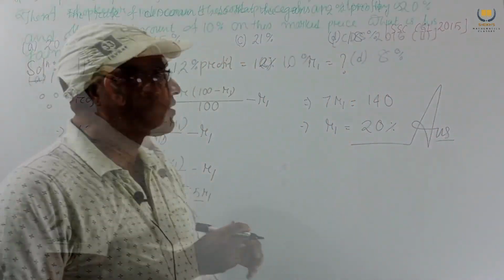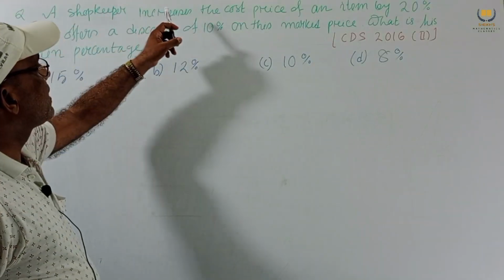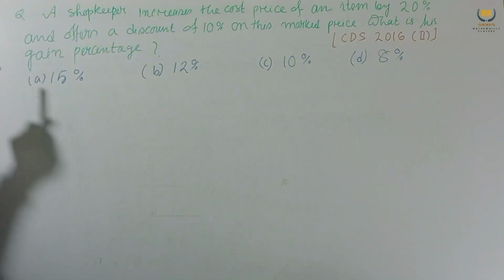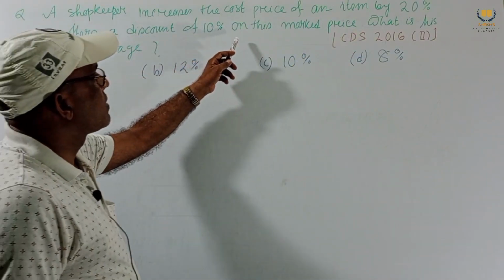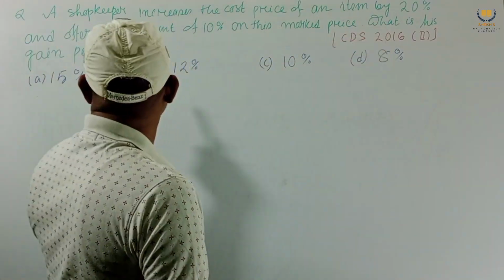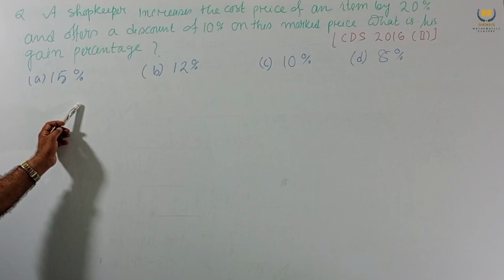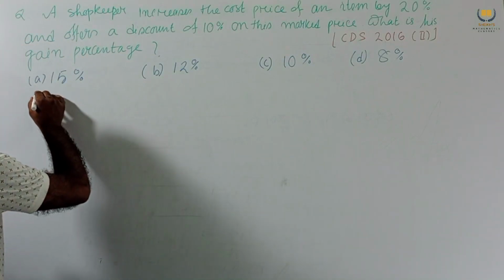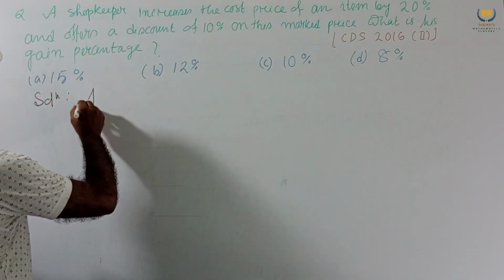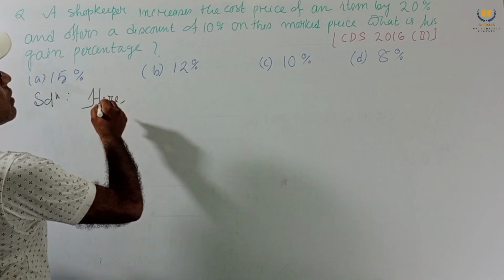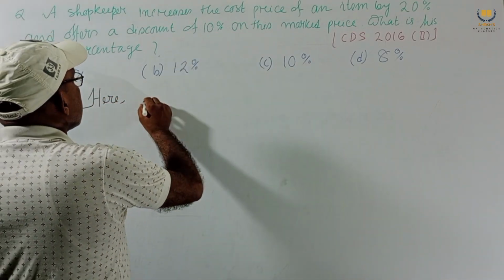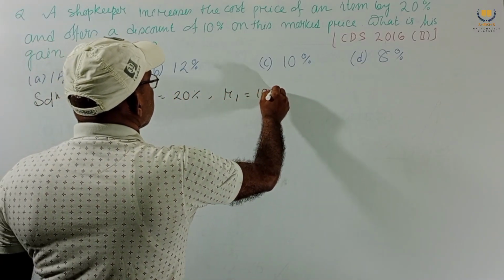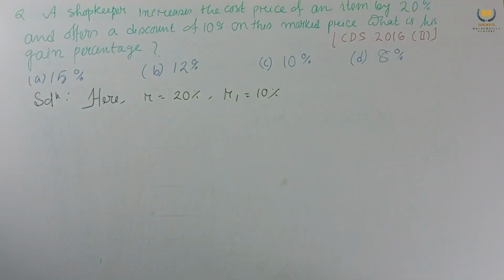Very nice solution. Consider another problem. A shopkeeper increases the cost price of an item by 20% and offers a discount of 10% on his mark price. What is his gain percentage? 15%, 12%, 10%, 8%. These are the options given. Now we have to find the solution. So here what is given? R equal to 20% and R1, the discount, given 10%. We have to find the gain percent.